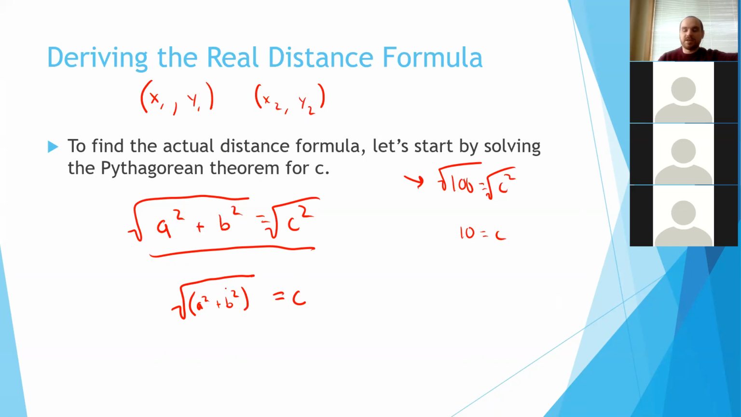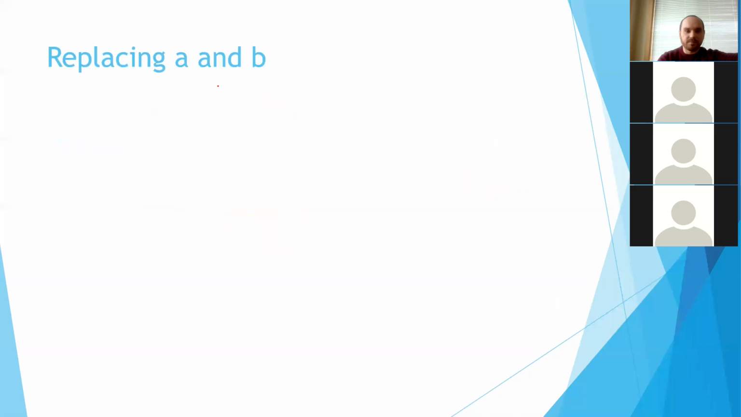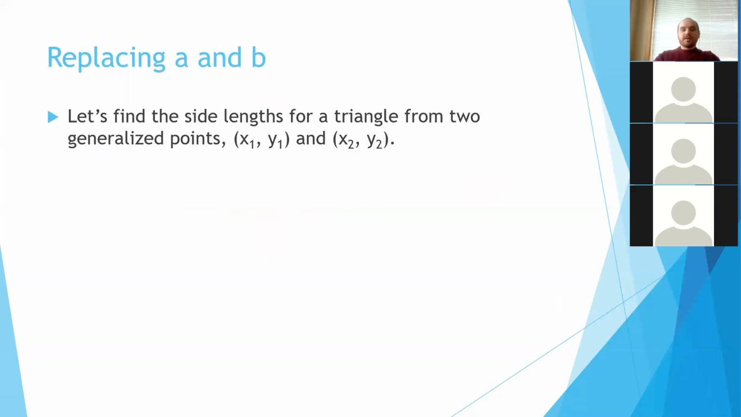Now, what we need to do is start putting in some actual points. And to do this, we're going to use this general formula to figure out what a and b are. So let's find the side lengths of a triangle for two generalized points, x1, y1, and x2, y2. Again, these can be any numbers we want, but we're not going to use numbers right now. This is a little bit complicated. It's kind of a hard thing to follow along with, but I think you guys can do it. So if I have the point x1, y1, and x2, y2, what is the difference between the horizontal or the x coordinates of the two?